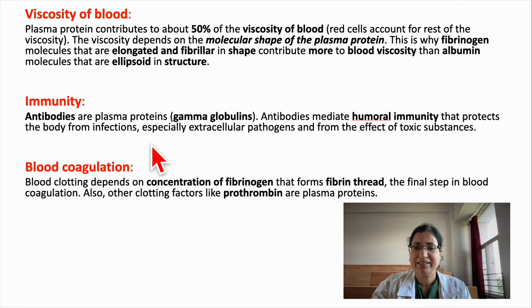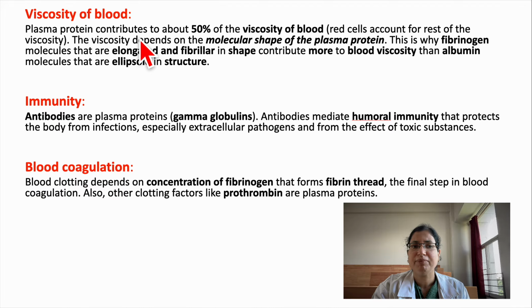Whenever there is an increase in the viscosity of blood, there will be an increased chance of increase in blood pressure also. So here, plasma proteins contribute about 50% of the viscosity of blood. Red cells account for the rest of the viscosity. The viscosity depends on the molecular shape of the plasma protein.